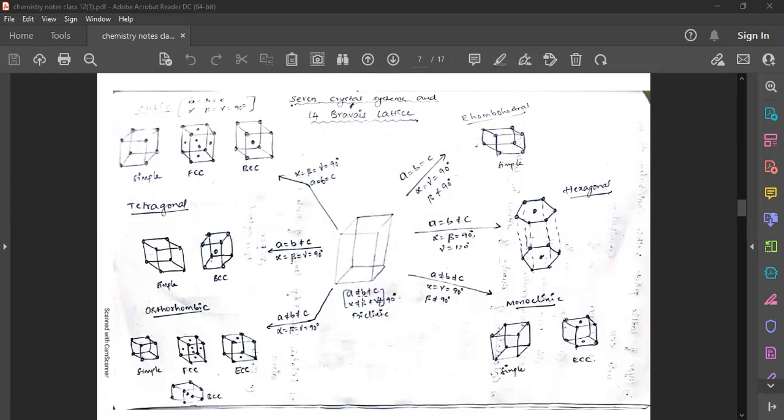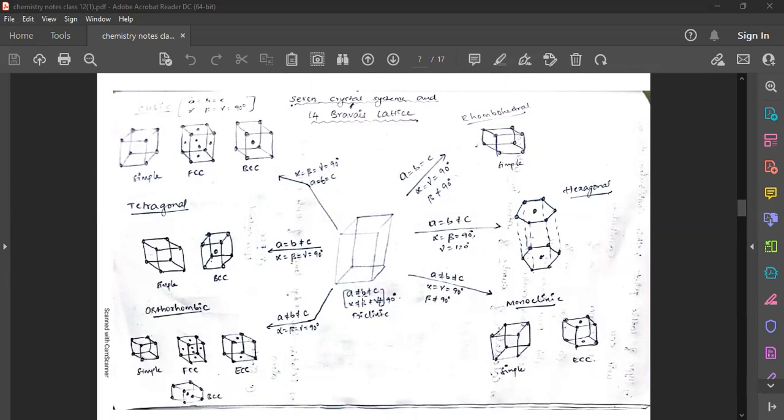If you take the starting one, it is a cubic system which will have all the sides the same. If you take a particular cube, all the sides will be the same, right? Length, breadth, and height: a equal to b equal to c, and all the angles will be exactly equal to 90 degrees in the case of the cubic system. So alpha equal to beta equal to gamma equal to 90 and a equal to b equal to c.